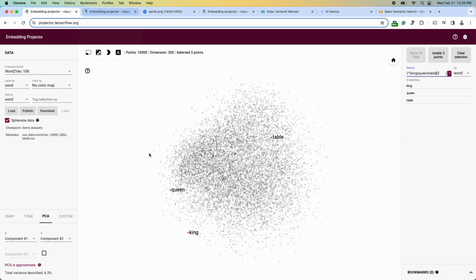But what happens when we actually have data that looks like this? Images. In this case, these are images of hand-drawn digits. And this is a common corpus of data that's used to sort of benchmark machine learning models.